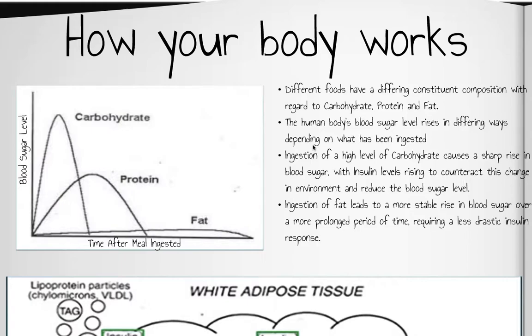If you look at the diagram here on the left, you can see that different types of meal, depending on what they contain, give a different response in terms of what it does to your blood sugar level. For instance, ingestion of a high level of carbohydrate causes a sharp rise in blood sugar, and then insulin kicks in, causes an insulin response, dramatically dropping the blood sugar level. However, if you look at fat, you'll see a much more stable rise in blood sugar over a more prolonged period of time, requiring a less drastic insulin response.